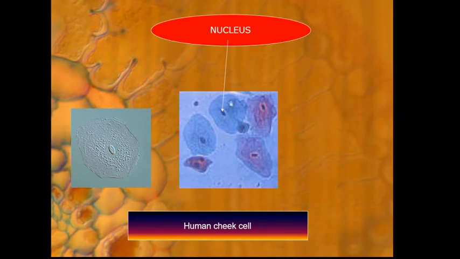You can see this is the, if anybody is ready to donate some cheek cells. So this is how the cells are seen here. If you take the cheek cells, you will be able to see like this.